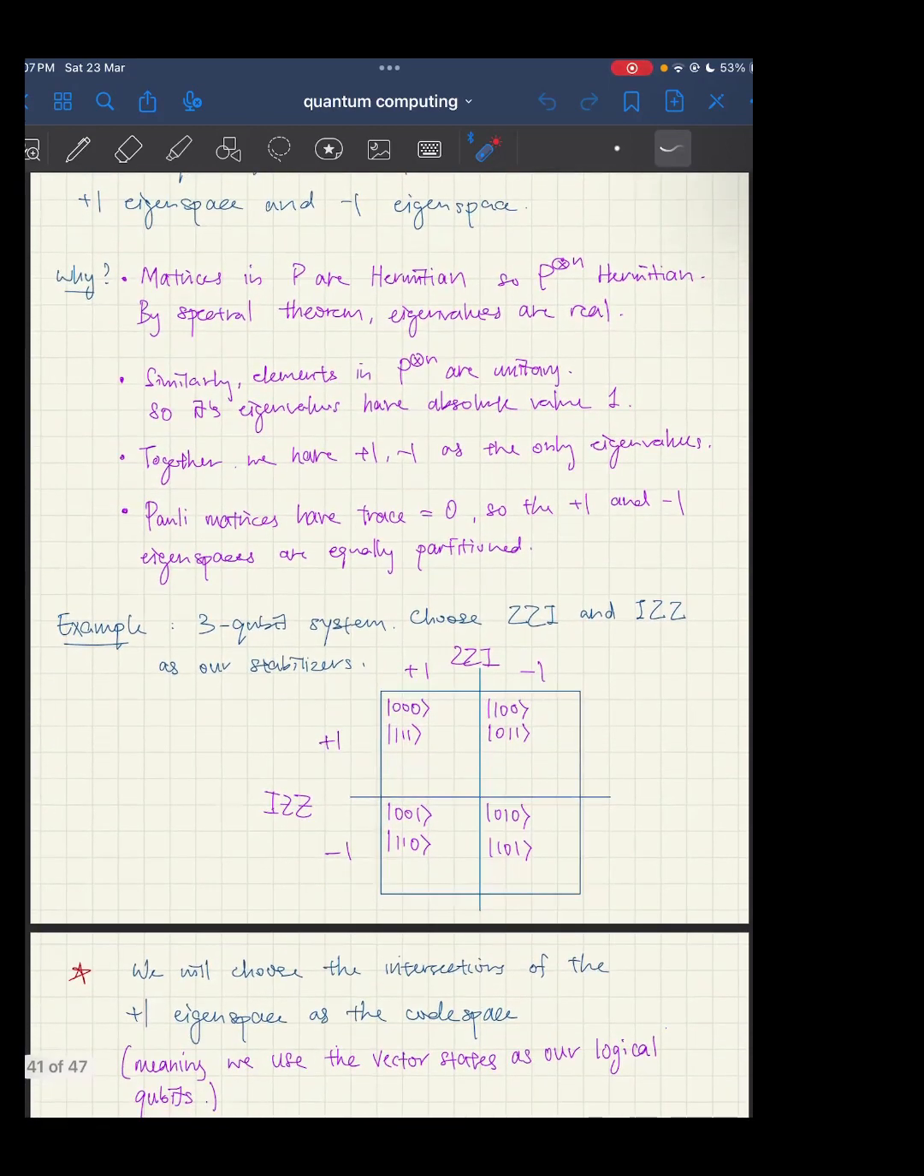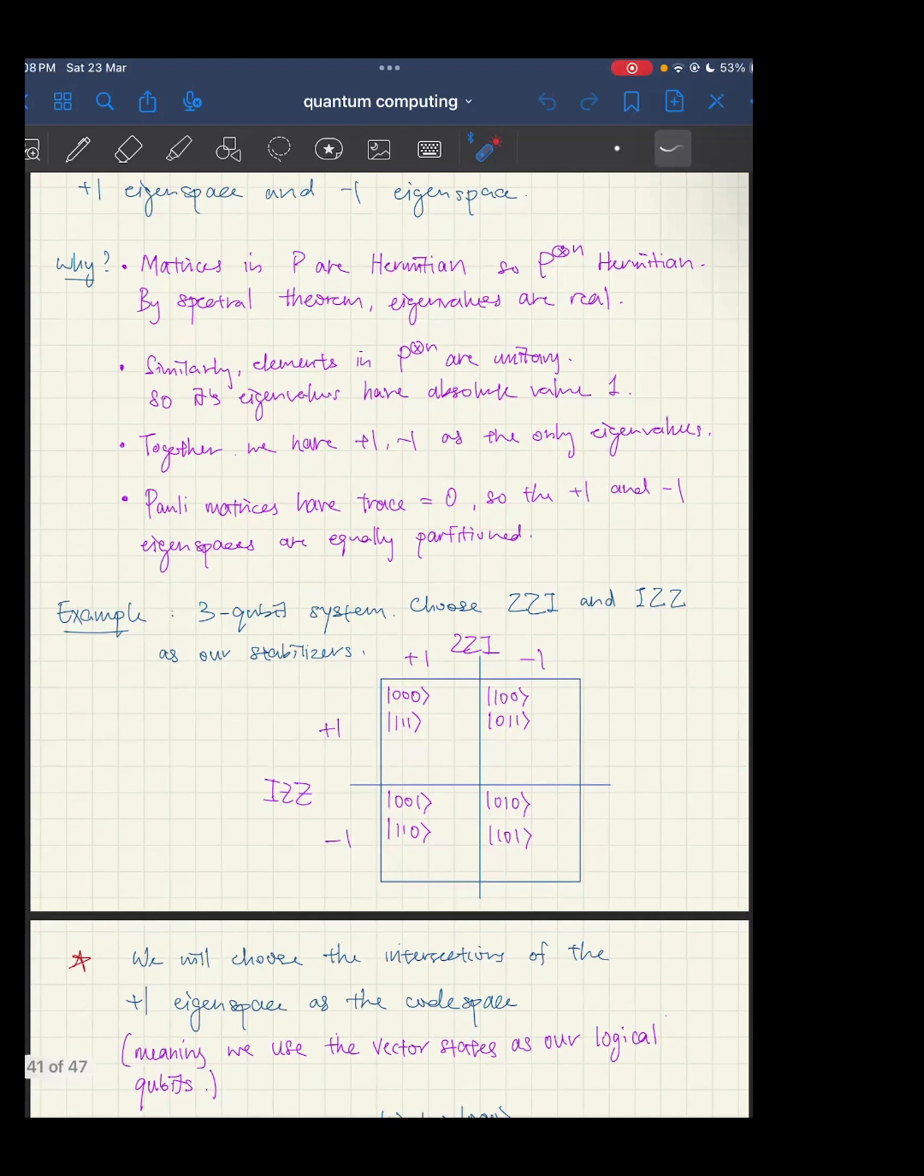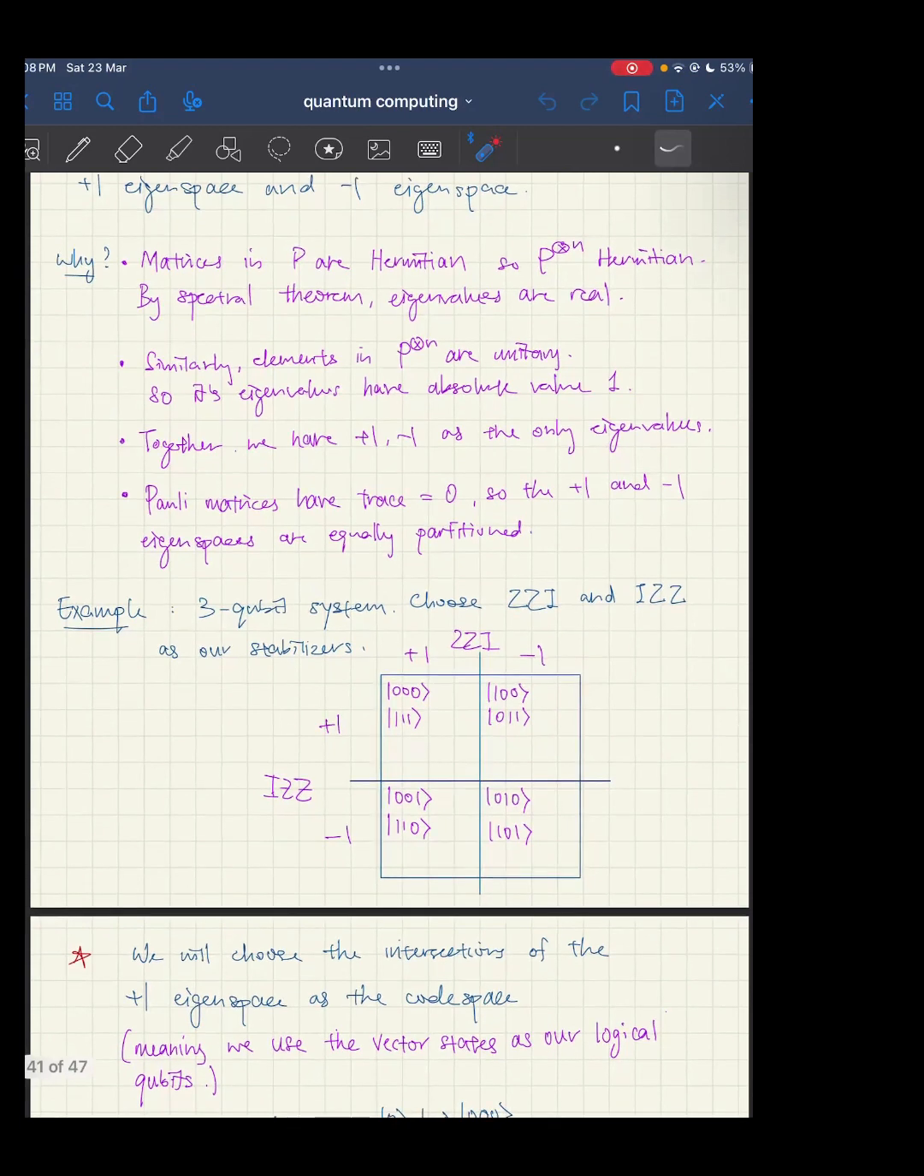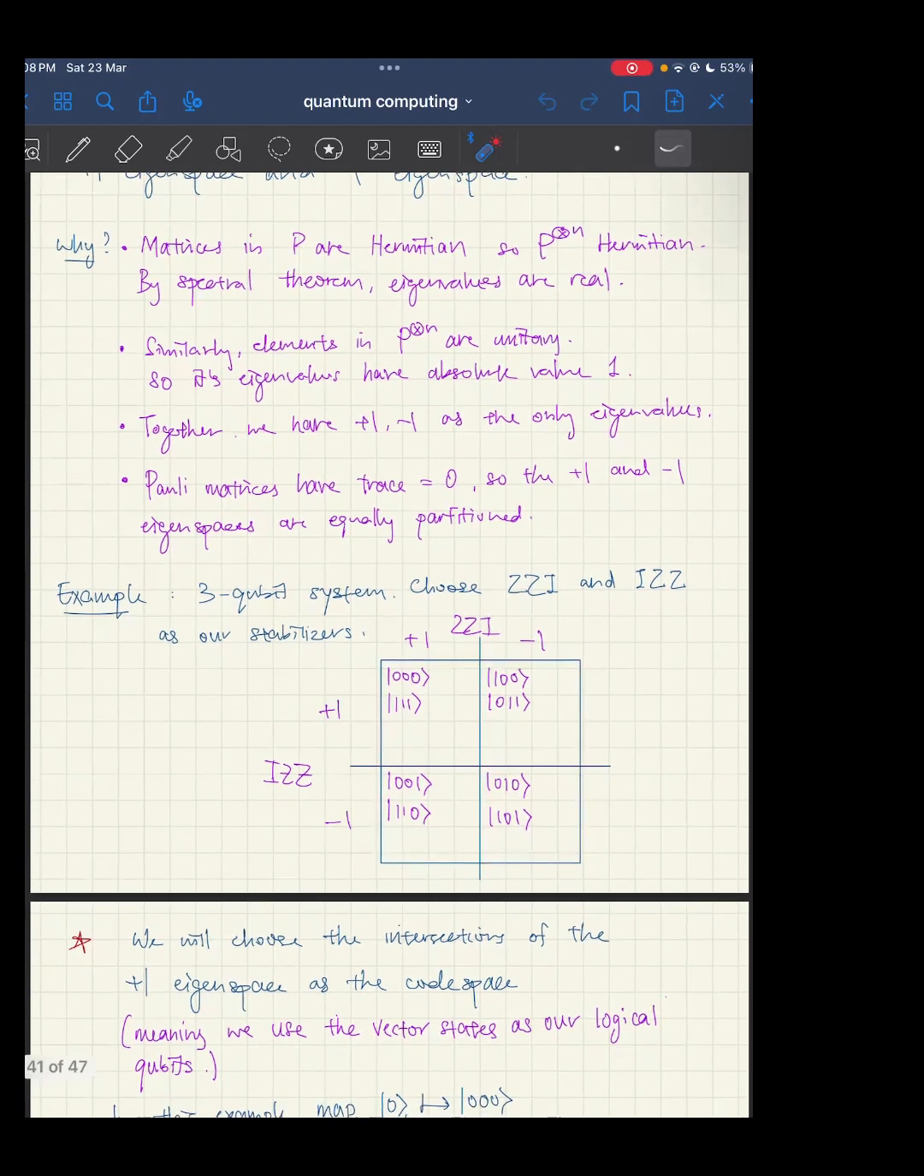So for example, if we consider the 3-qubit system, and we consider ZZI and IZZ as our stabilizers, then we will get this diagram over here. So we start out with an 8-dimensional space, and we are going to partition it into 4 individual 2-dimensional spaces.